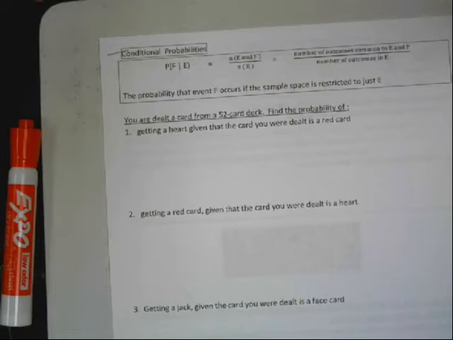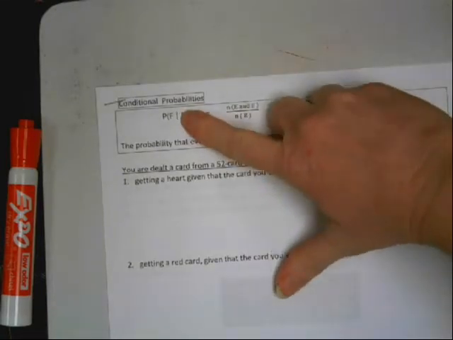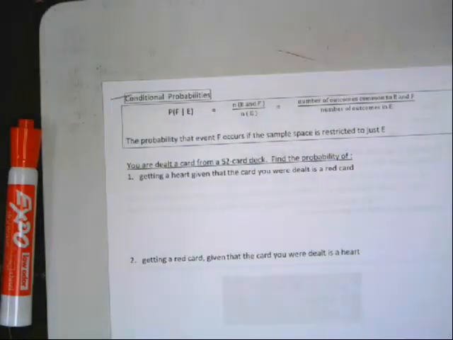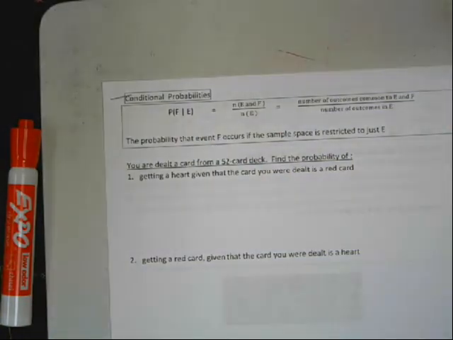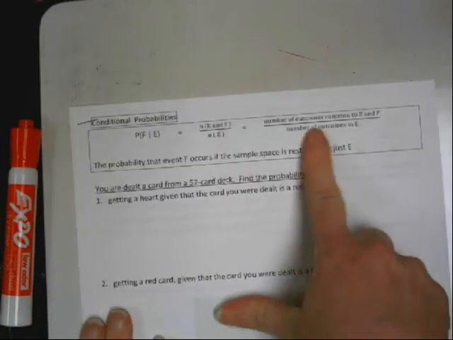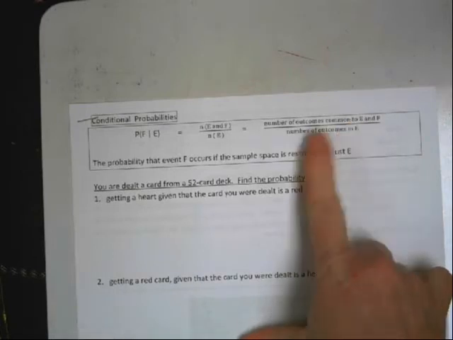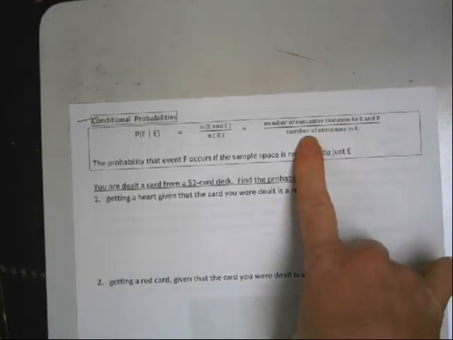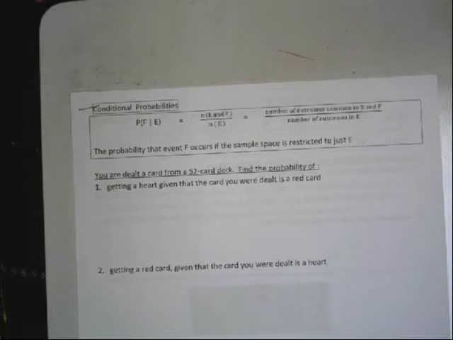All right, so reminder that this line right here, that is your given line. So this is the probability of F given E. And the formula is written right here. It's the number of outcomes common to E and F over the number of outcomes in E. So the probability of F given E just means that E has already happened. And if E has already happened, that may or may not have affected F. So that's why these are given probabilities. All right, so let's look at a couple.